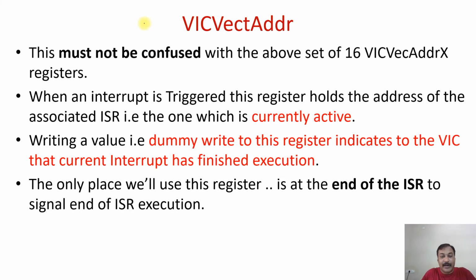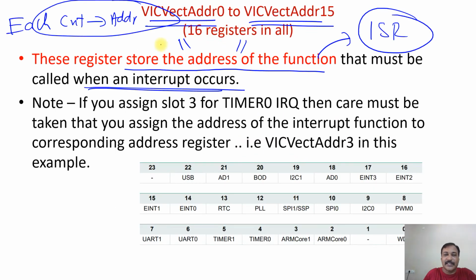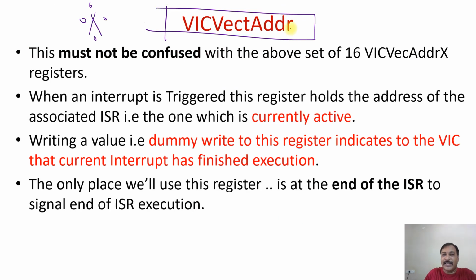You additionally have another address register called the vector interrupt controller vector address register. There is one important pitfall that you should keep in mind. Don't confuse these 16 registers, that is vector interrupt controller vector address 0 to vector address 15, with this address register, because the name looks similar. The only thing is it doesn't have the numerical figures, that X ranging from 0 to 15 is not present here. It is a simple vector interrupt controller vector address register.